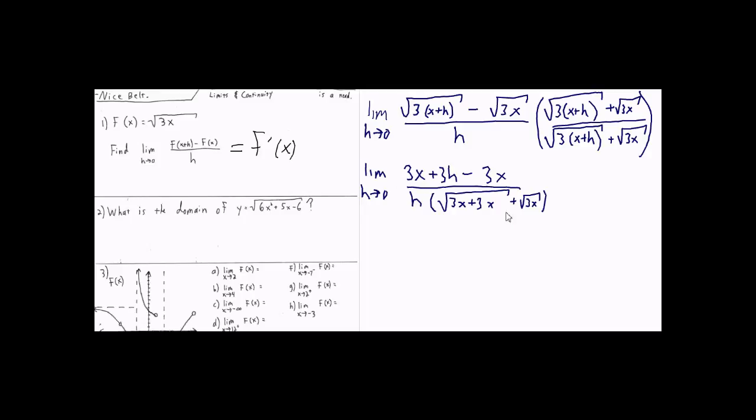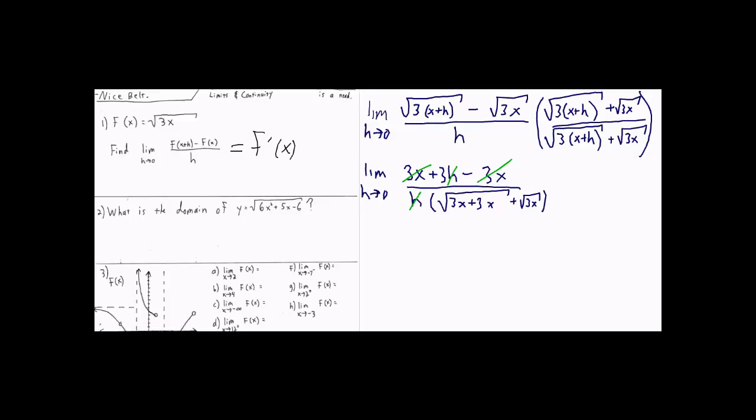Okay. Now, these 3x's up top cancel, which, again, is always going to happen. Bam, bam, and you're left with just 3h up top. And now that those 3x's are gone, the h's can cancel because there's just 3 times h up top, h times all this junk on the bottom. The h's will cancel out now that those 3x's are gone.